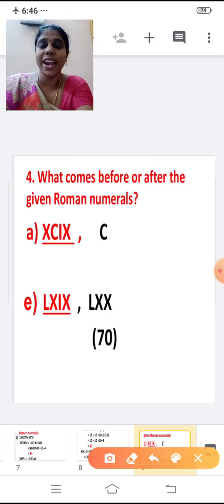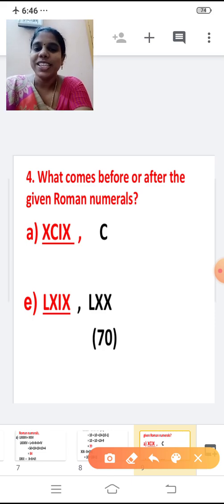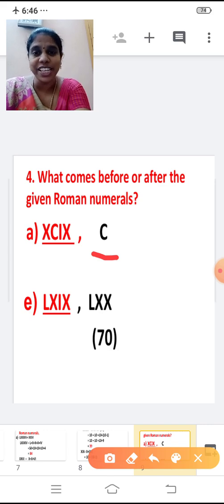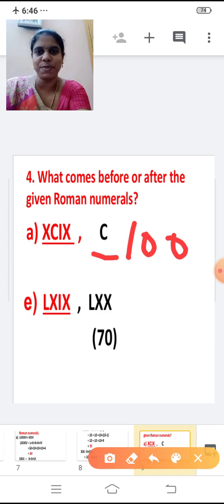What comes before or after the Roman numeral? Before and after Roman number. So what comes before C? So first, what is the value for C now? What is the value for C? 100. Now tell me what comes before 100?